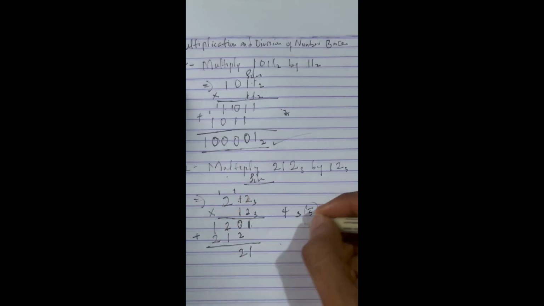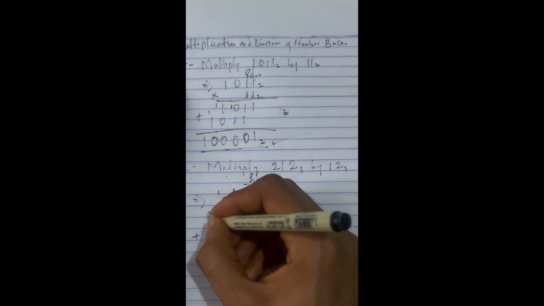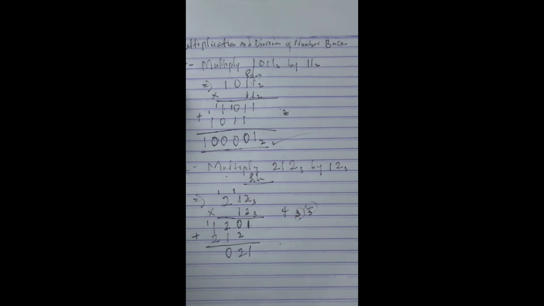So now 2 plus 1 is 3, right? So 3. I can't write 3 in base 3, right? So what will I do? I'll say 3 divided by 3. I get 1 remainder 0. Write down my remainder 0. The 1, take it over. Are you with me?